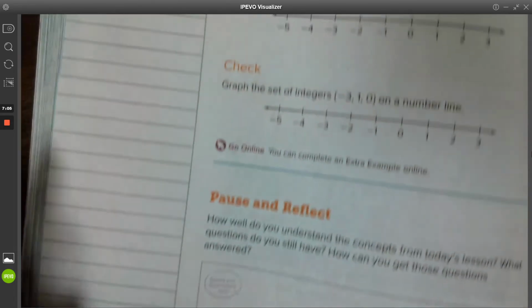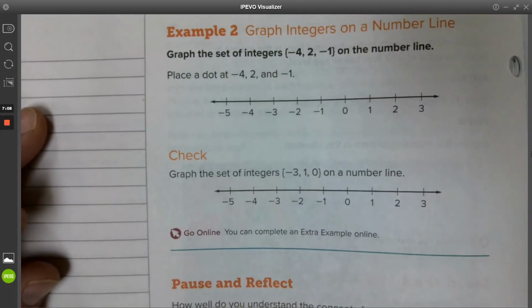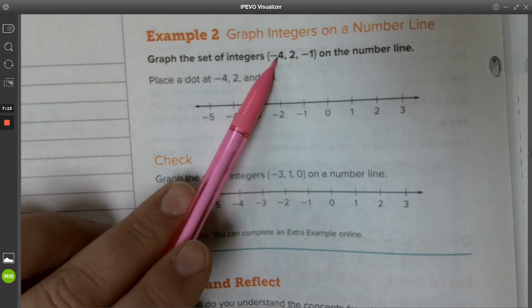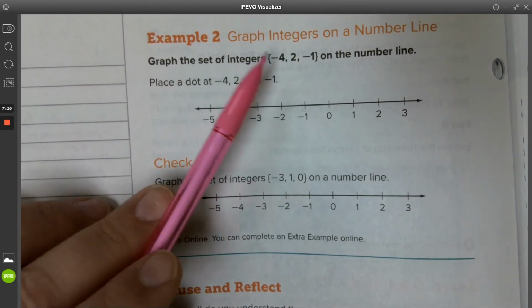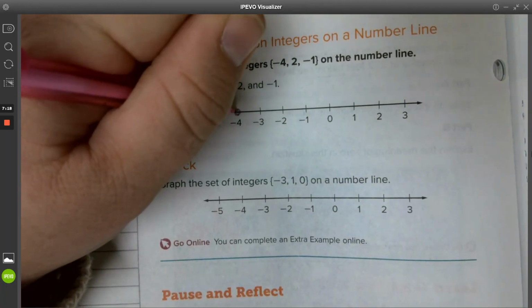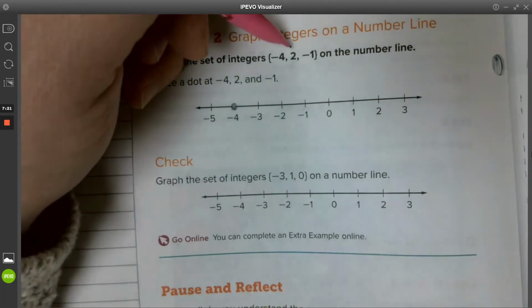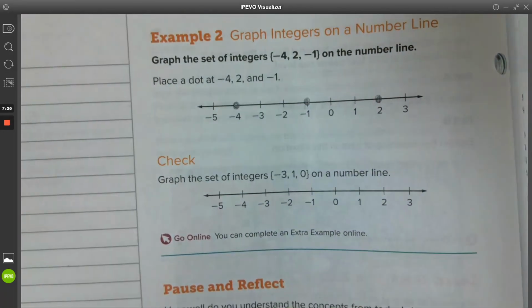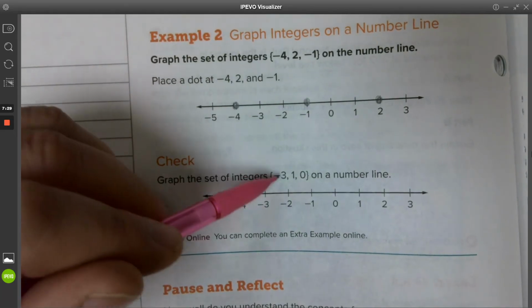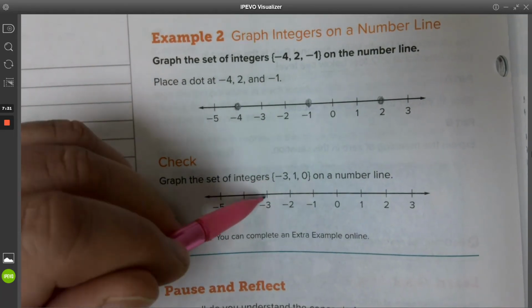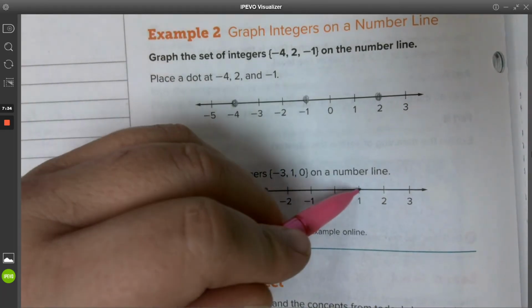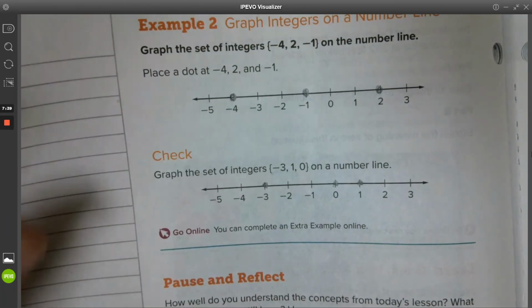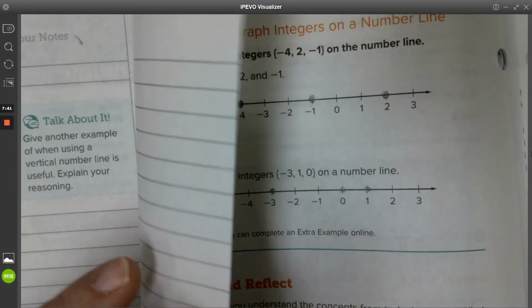All right, so let's take a look at example 2. We're going to graph integers on a number line here. To graph this set of integers, remember, all we do is take the number. Negative 4, I'm going to put a dot at negative 4. 2, I'm going to put a dot at 2, and negative 1, a dot at negative 1. Same thing here: negative 3, 1, and 0, a dot at negative 3, a dot at 1, and a dot at 0. And we're paying close attention to the signs and making sure that we are following along.